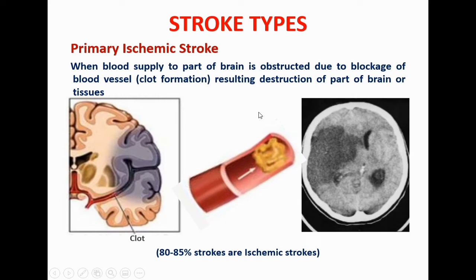So what is primary ischemic stroke? Primary ischemic stroke occurs when blood flow to the brain is reduced due to a blocked blood vessel, and this blockage of the blood vessel may be due to clot formation. As you can see in this picture, this is the clot showing the blockage of the blood vessel, and this blockage leads to the deficiency of the blood flow. Due to that deficiency, the brain cells begin to die, and this black area shows us death of the brain cells. This is the CT scan report of the patient, and it shows us that the person is suffering from ischemic stroke because this black area shows ischemic stroke.